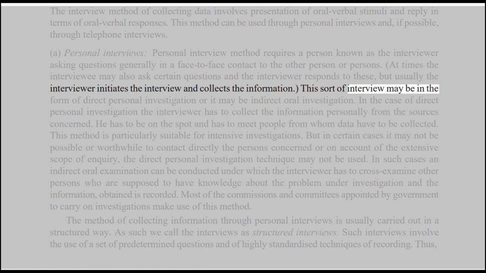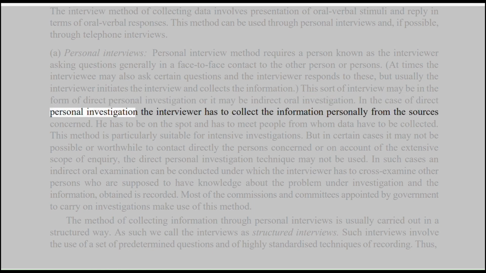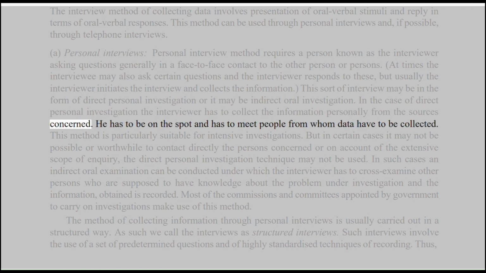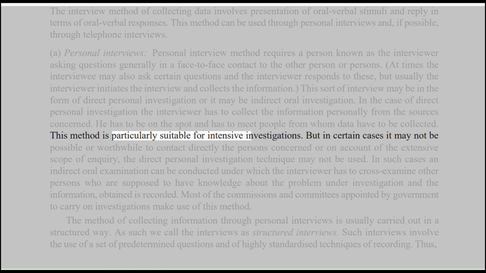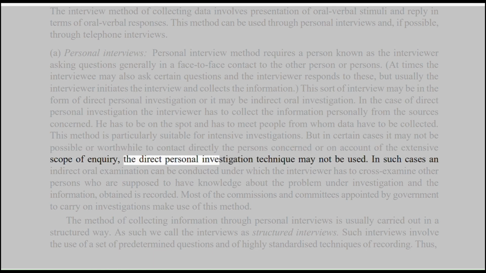This sort of interview may be in the form of direct personal investigation or it may be indirect oral investigation. In the case of direct personal investigation, the interviewer has to collect the information personally from the sources concerned. He has to be on the spot and has to meet people from whom data have to be collected. This method is particularly suitable for intensive investigations. But in certain cases it may not be possible or worthwhile to contact directly the persons concerned, or on account of the extensive scope of inquiry, the direct personal investigation technique may not be used.